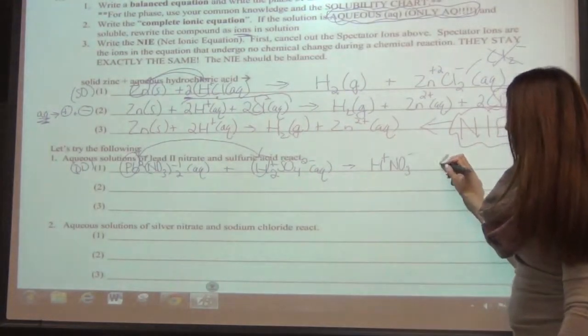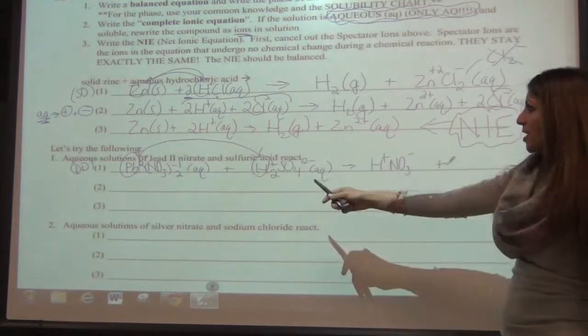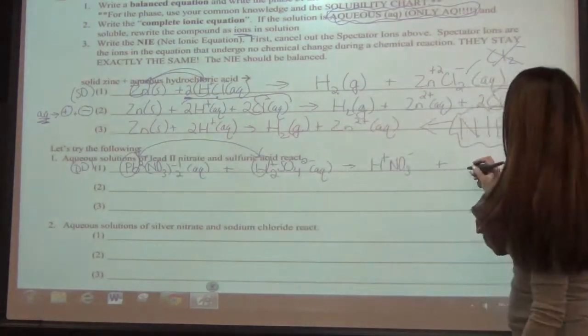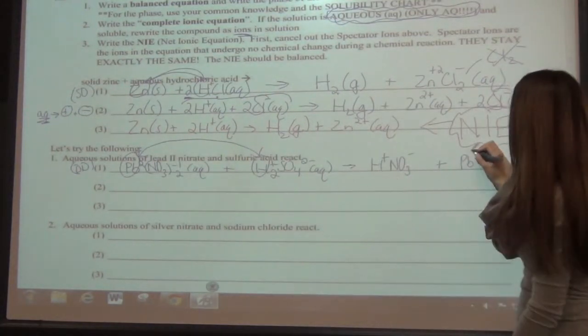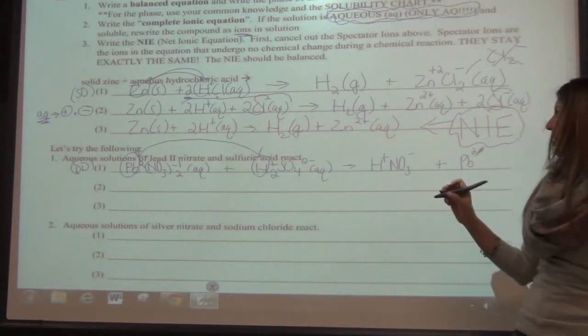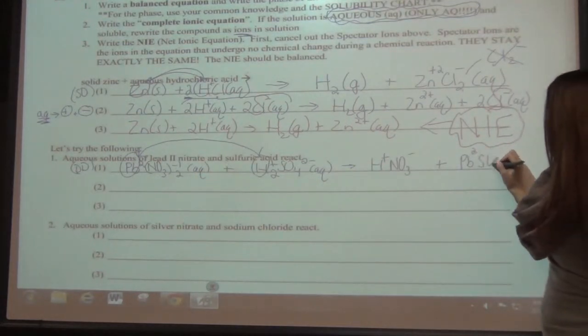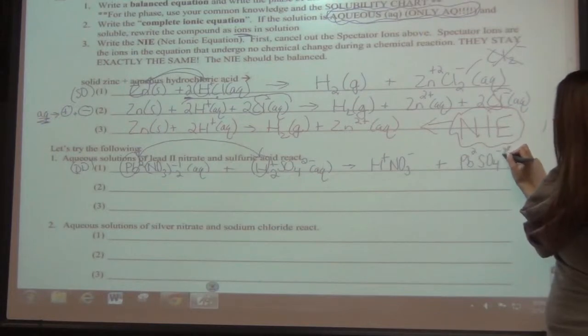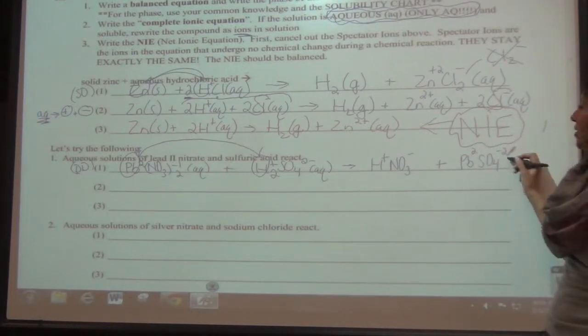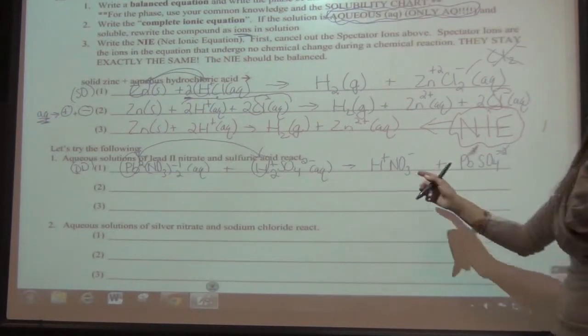Okay, we're going to look that up in just a second on our solubility chart. Plus, now the Pb is over here. So I'm getting Pb, which had a +2 charge over there, so it still has a +2 charge here, is now with what? SO4, which has what charge? -2. What happens to a +2 and a -2? They cancel out.